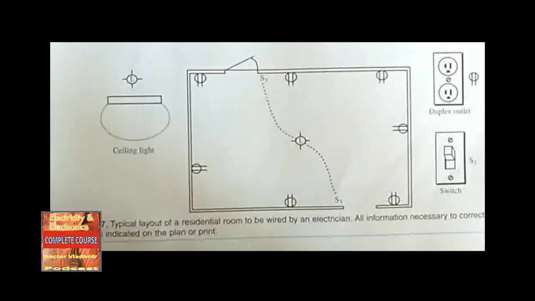Figure 2-27, typical layout of a residential room to be wired by an electrician. All information necessary to correctly wire the room is indicated on the plan or print. The drawing indicates the general location of switches, outlets, and lighting. Descriptions of wire sizes, switch amperages, and breaker sizes are not shown on this type of plan because the electrician is trained to be familiar with the electrical codes dealing with these factors.